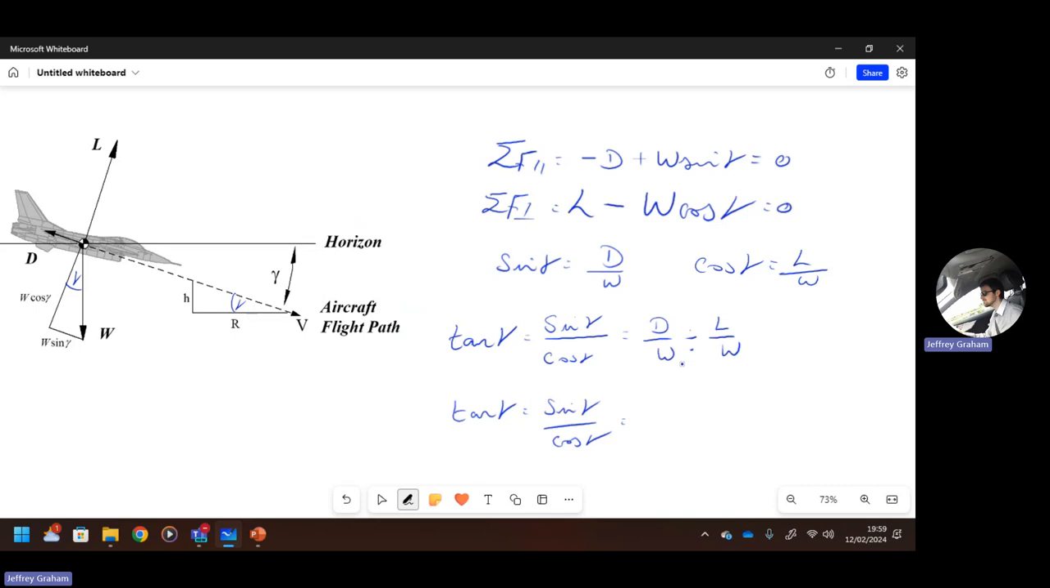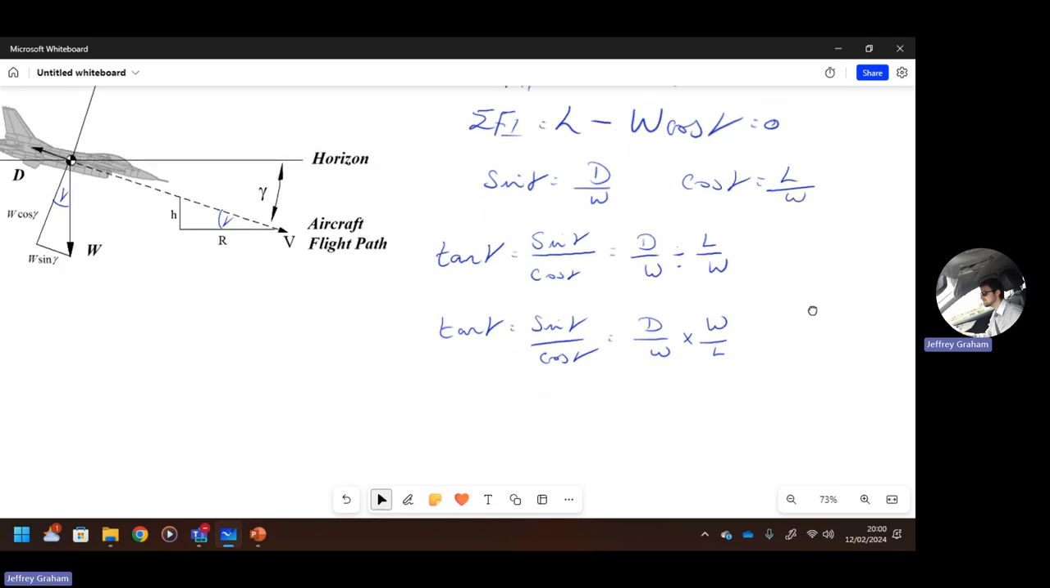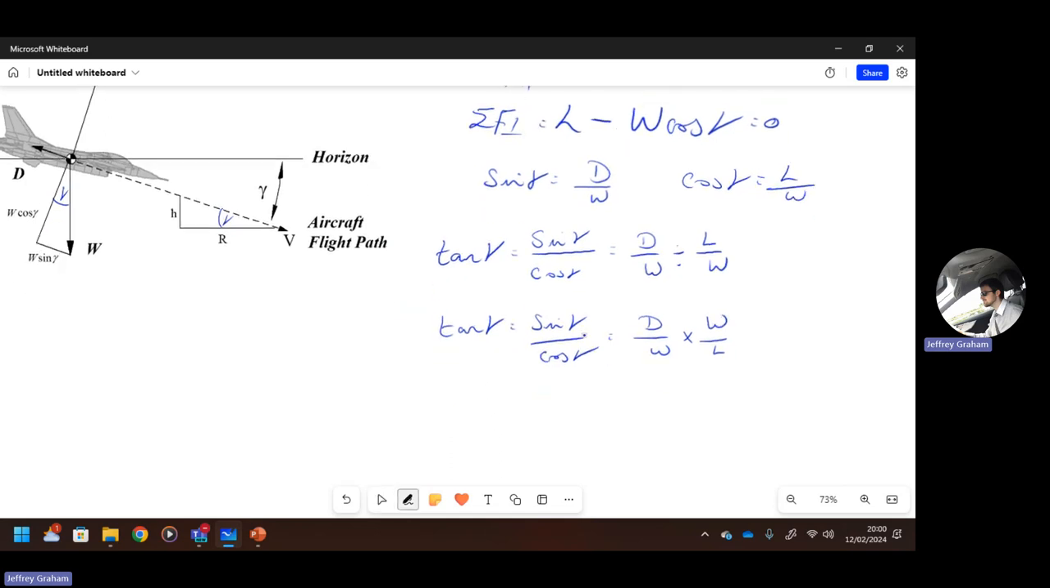All right, when you divide a fraction, left hand side stays the same. We swap the division in the middle to a multiplication and flip the other one over. So the weight now appears on top, lift on the bottom, and if we cross cancel, we've got that weight cancelling out that one, which therefore says the tan of the angle of descent is the sine of the angle divided by the cosine of the angle, which is the drag to lift ratio.